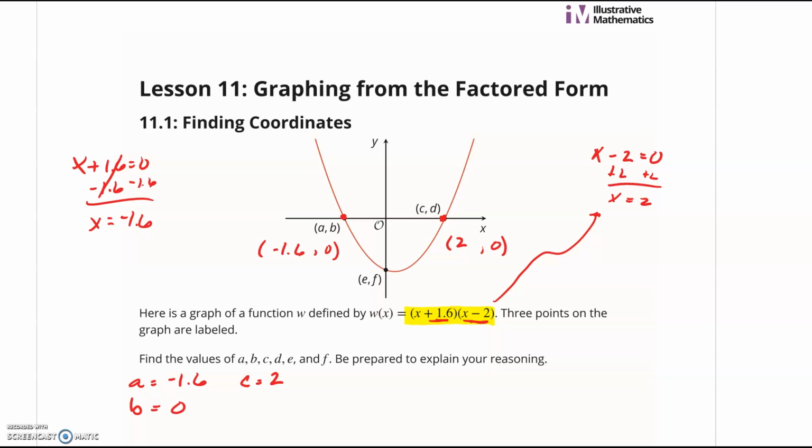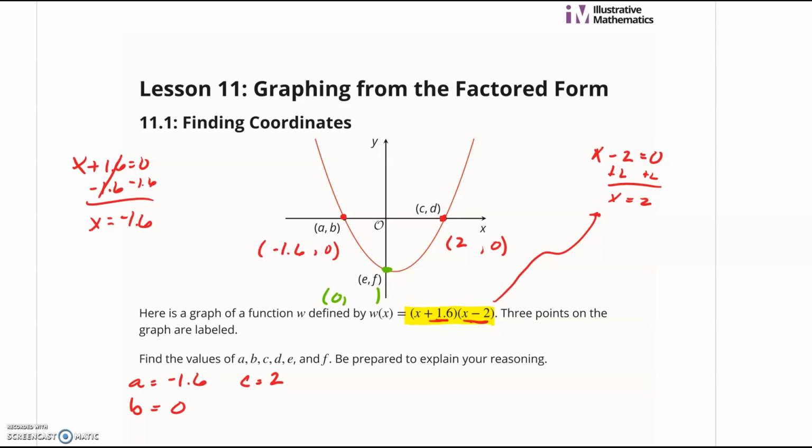Now to find E and F. So I'm looking at this point E and F, and since the x-intercepts have y values that are 0, that must mean the y-intercept has an x value that's 0. So I know this is the point 0 comma something.